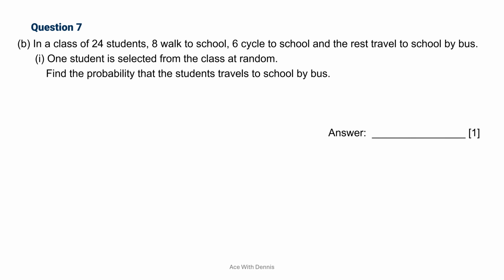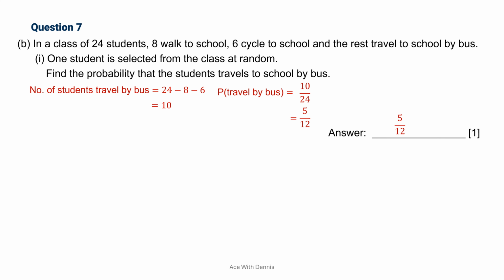1 mark. So before we find the probability that the student travels to school by bus, we need to find how many students travel by bus. To get the number, just take the total minus the number of students who walk to school and the number of students who cycle. So it will be 24 minus 8 minus 6, which is 10. Therefore, the probability of the student traveling to school by bus is 10 out of 24. Simplify, we get 5 out of 12. Hence, 5 over 12 is the answer.